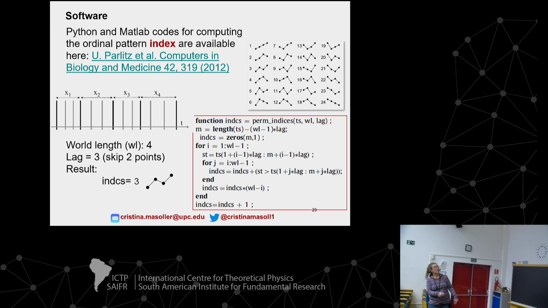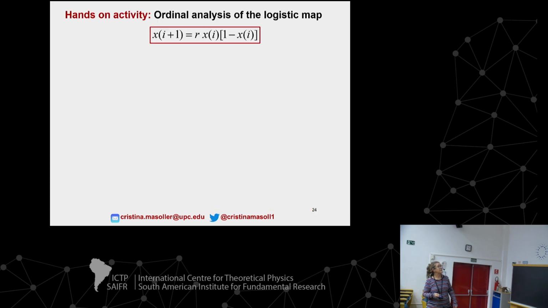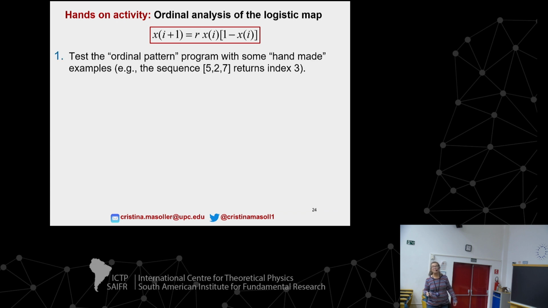So you have to give exactly these data points, and it will return the index. This is what it returns, the index 3, which corresponds to this pattern in this list, okay? So basically, this gives you the ordinal pattern, and then you apply this through your data. You get the sequence of ordinal patterns from where you can calculate these probabilities. And the hands-on exercise is exactly to analyze the logistic map.